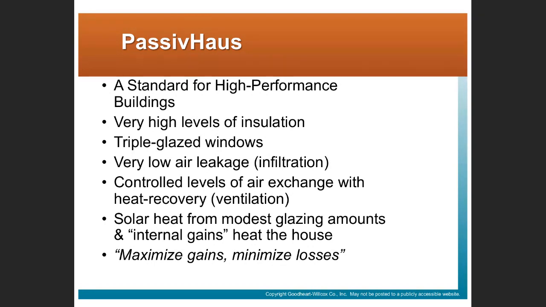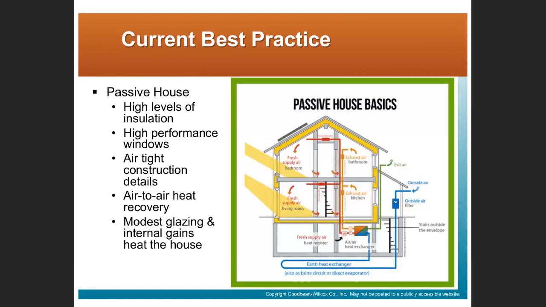Normally, you don't really think about that because a lot of that heat is being lost through poorly insulated walls. But if we really tighten up the building envelope, if we take a systems or an integrated design approach, then we get to the point where we can heat the home for the most part with solar and internal gains, right? Maximize gains, minimize losses.